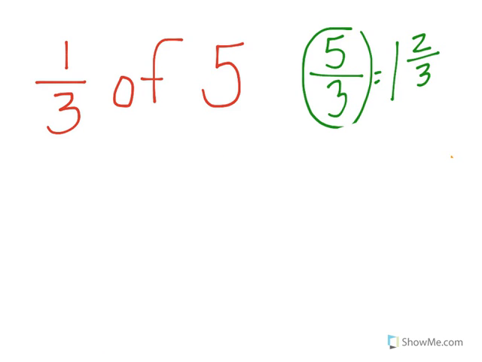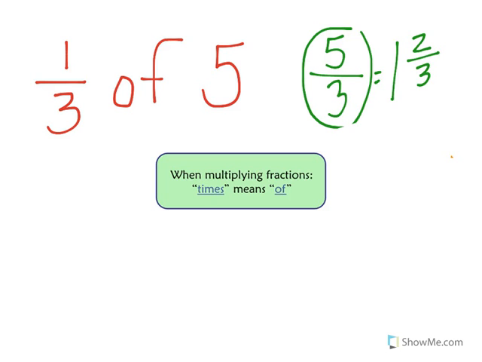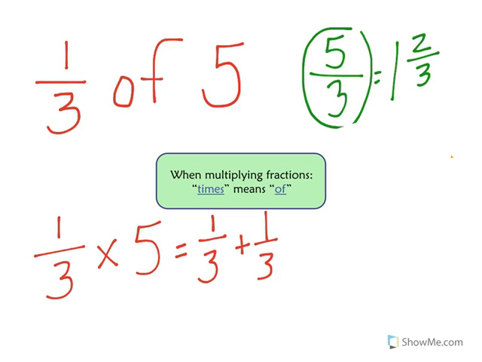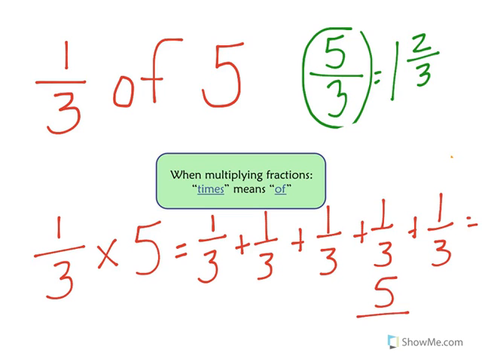But let's remember what we're really doing here with 1/3 of 5. When we're multiplying fractions, times means of. So when I say 1/3 of 5, that really means the same thing as 1/3 times 5. And remember from our previous examples, that's really the same as 1/3 plus 1/3 plus 1/3 plus 1/3 plus 1/3. When we add up all those ones, we have 1, 2, 3, 4, 5, and we have 5/3. So we're doing the same thing. Earlier we showed it with some pictures, and now we're showing it with repeated addition.